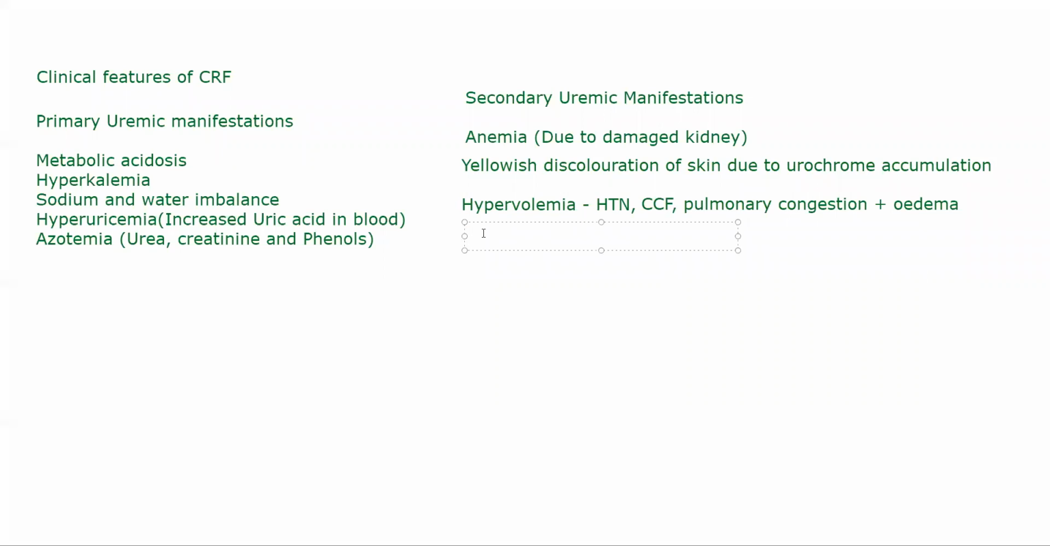Now along with that, because of azotemia, mucosal membranes will start getting damaged. If there is an increased amount of urea, creatinine and phenols in your body, it will start causing ulcerations of your mucosal membranes, specifically the lining of your stomach.